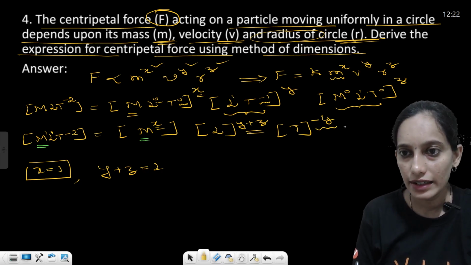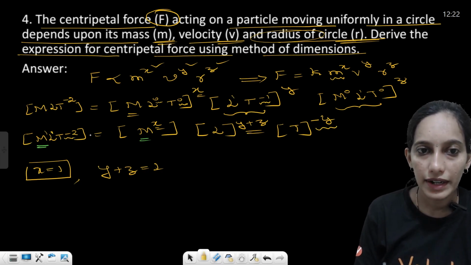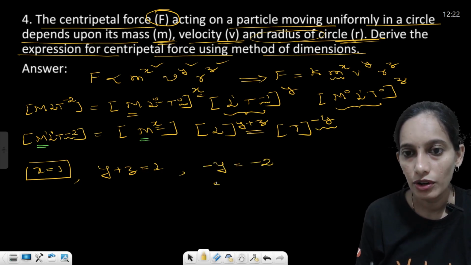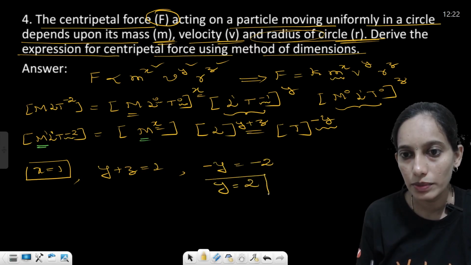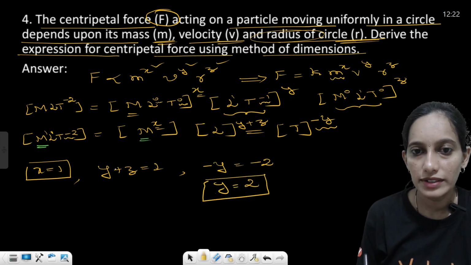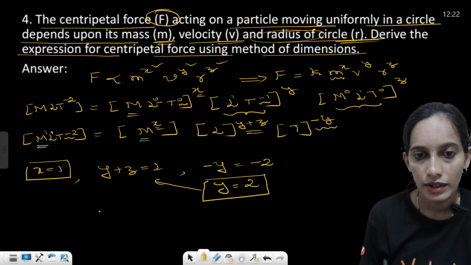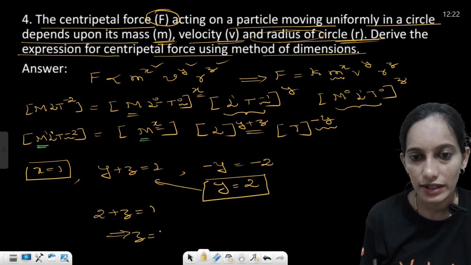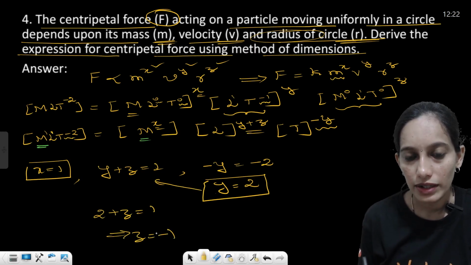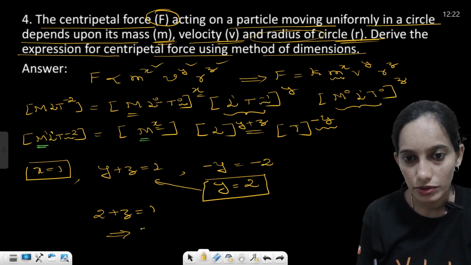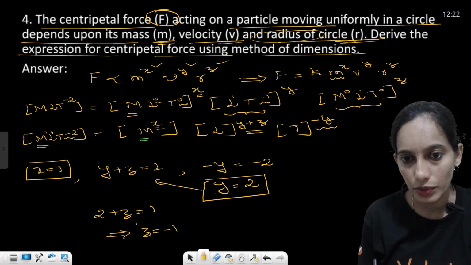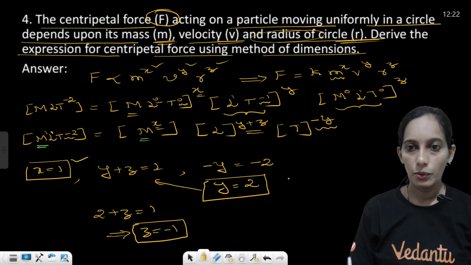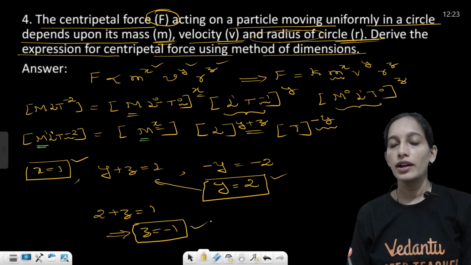And for time, we have T raised to minus y here and minus 2 there. So minus y must be equal to minus 2, which gives y equals plus 2. Now substitute y equals 2 here: 2 plus z equals 1, so z equals 1 minus 2, that is minus 1. So x equals 1, y equals 2 and z equals minus 1.